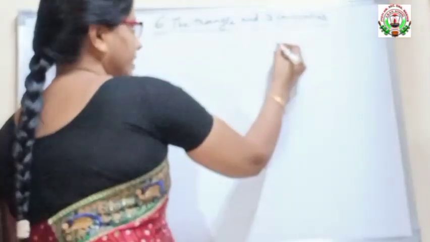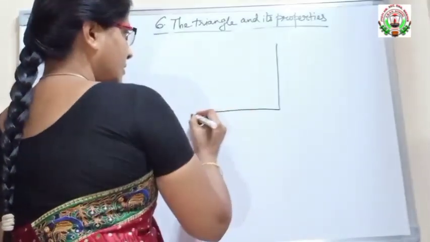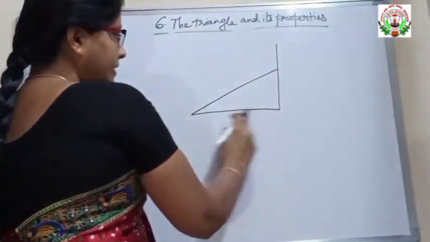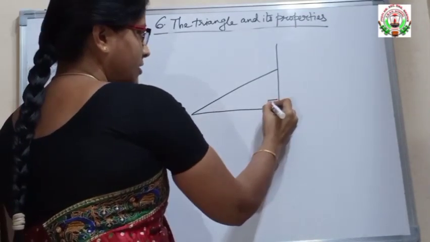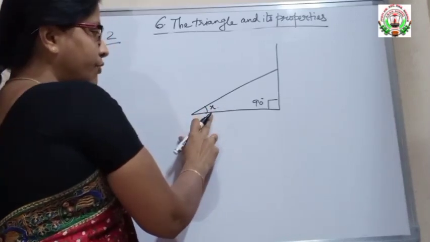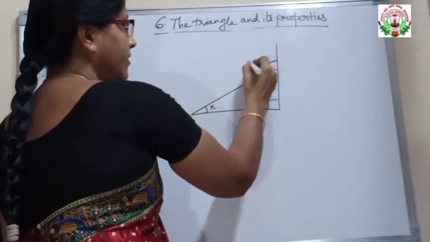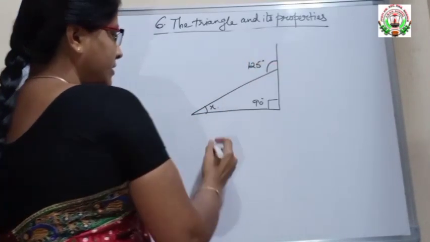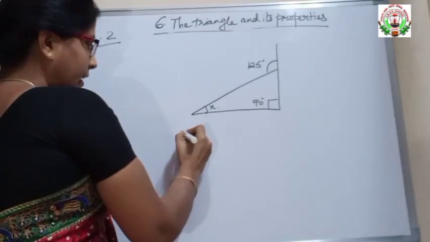A triangle is given as like this. We can see that it is a right angle triangle. So here it is 90 degrees. Here it is given as X. We have to find this angle, and here it is given as 125 degrees. We have to find this angle.